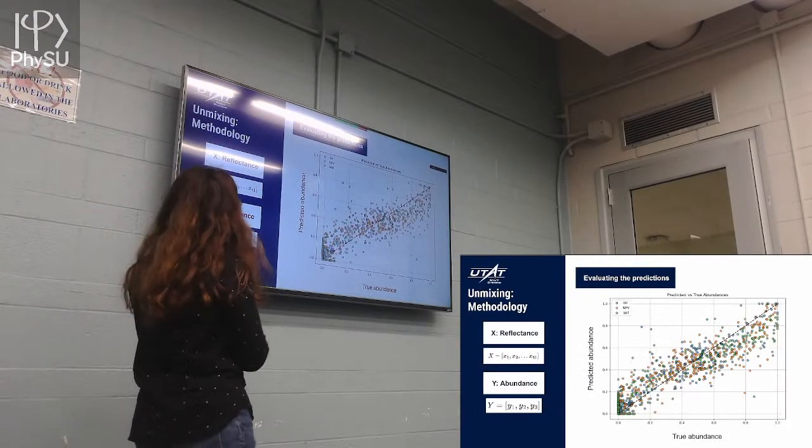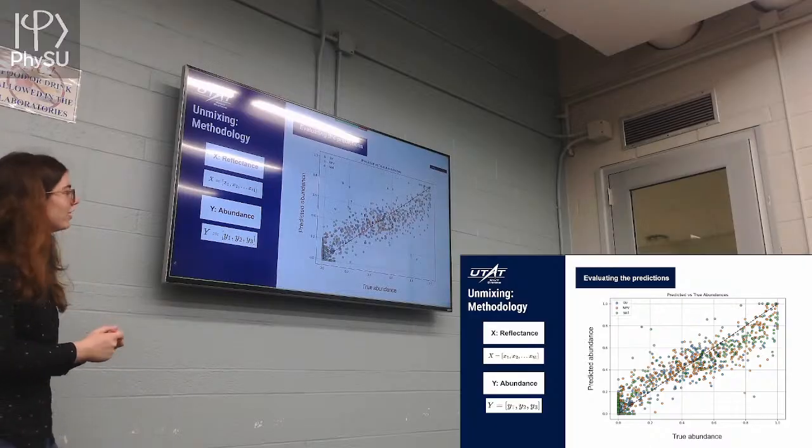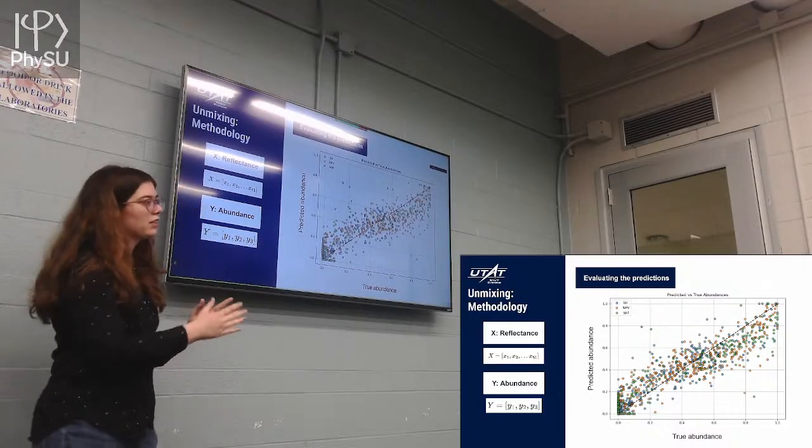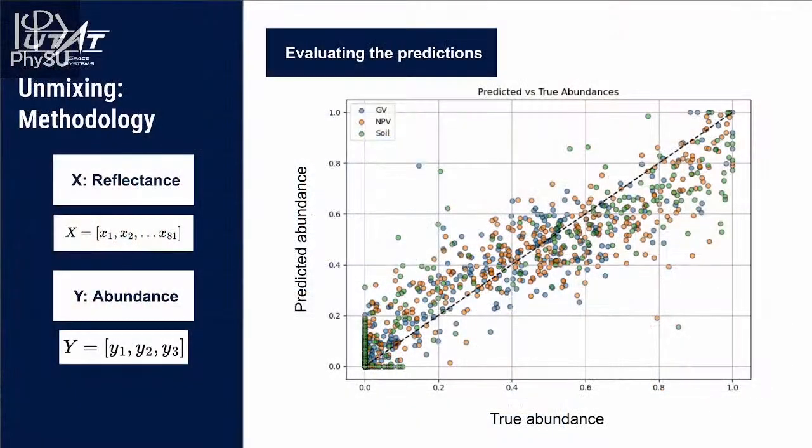So basically, our input is the reflectance, and we have reflectance from 900 to 1700 nanometers, and a data point every 10 nanometers, so 910, 920, etc. And our Y is the abundances, so we have the abundance of non-photosynthetic vegetation, green vegetation, and soil, which we can predict together or separately too.